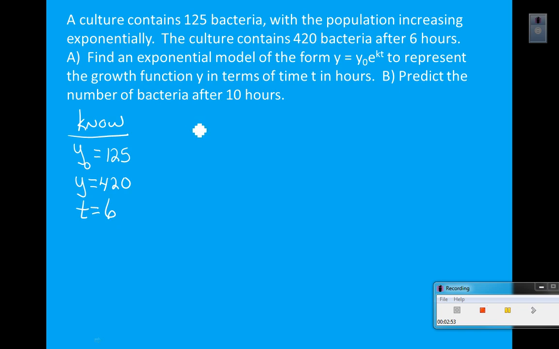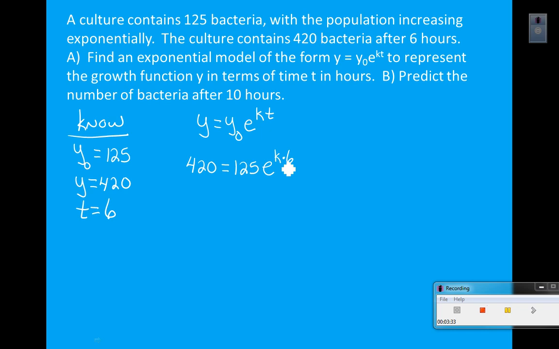Well, if you look at what I have in my form, I got y equals y sub 0 e to the kt. I have a value for y. I have a value for y sub 0. I have a value for t. We know that e is that 2.718 number. I need to figure out what k is. So let me just plug in some numbers. Y is going to be 420. Y sub 0 is going to be 125. E to the k times 6. And that's another 6. So e to the k times 6.